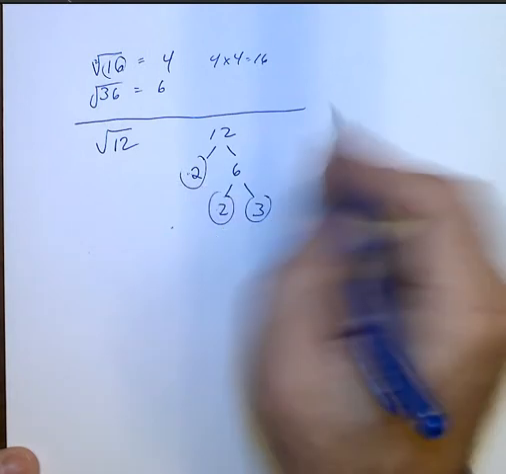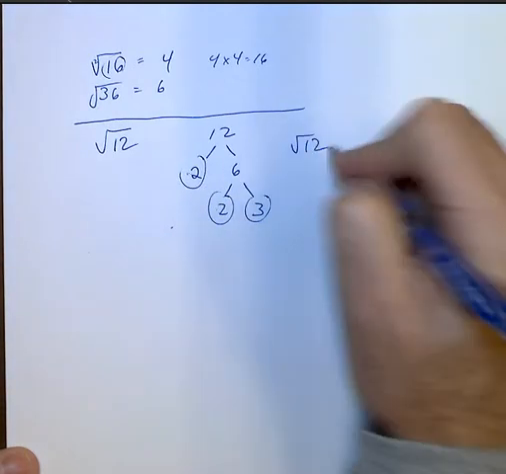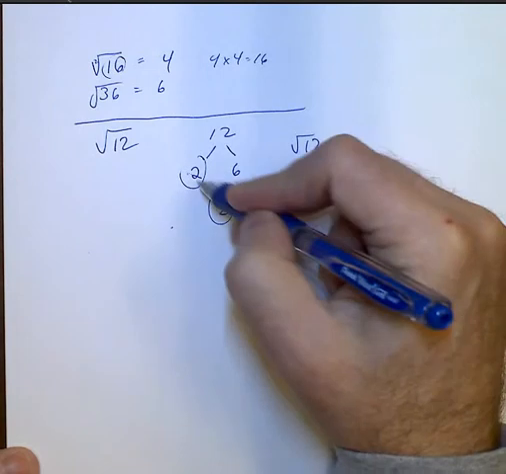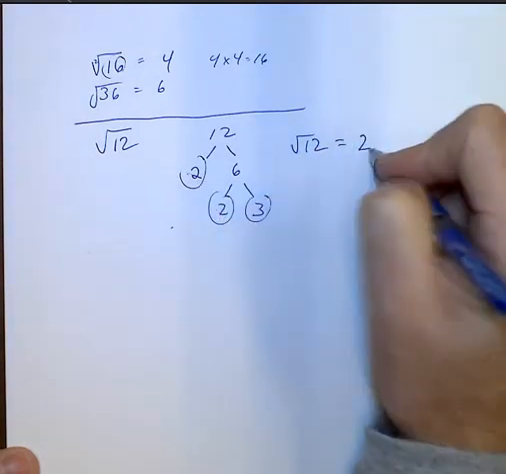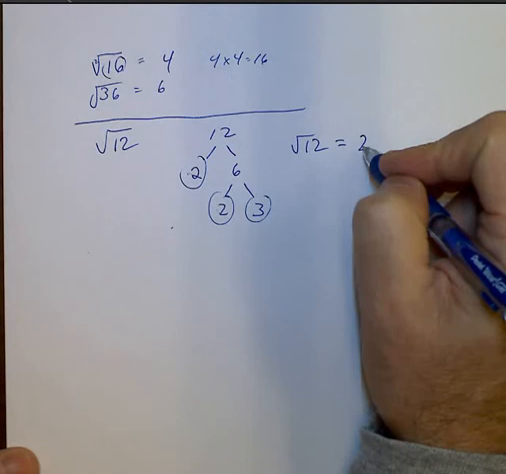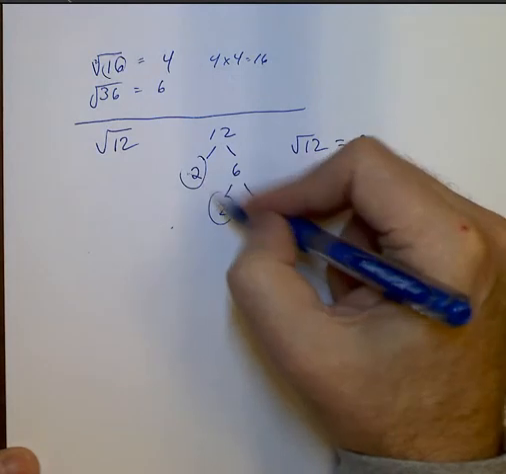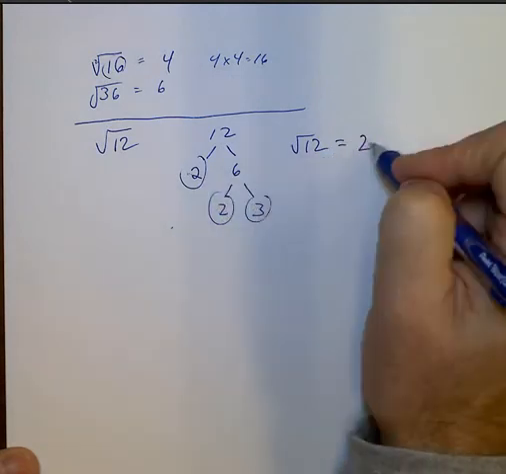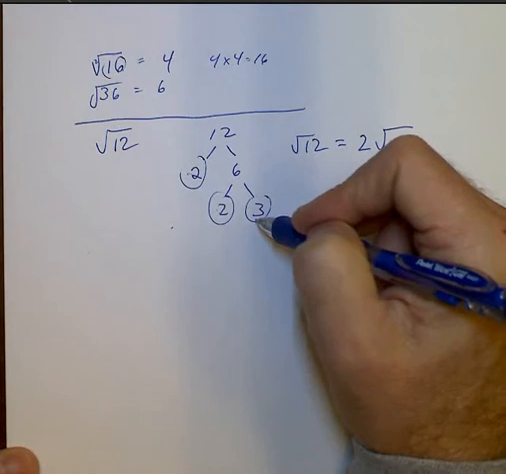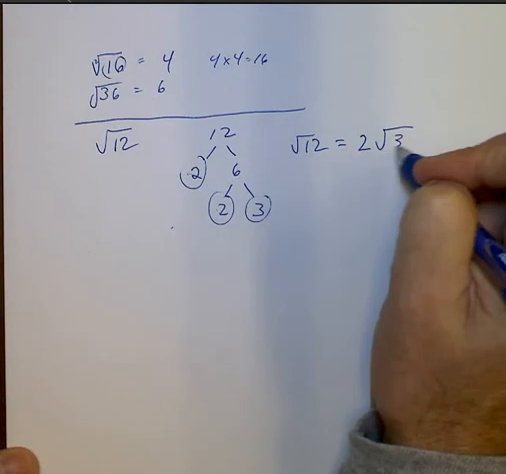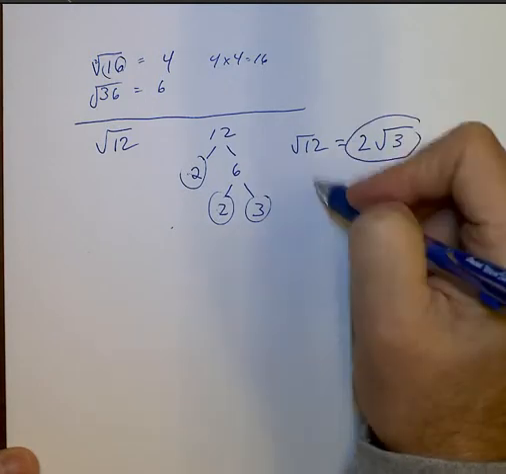So we started off with the square root of 12, and I have a pair of 2s. I can take the 2 out as 1, not as 2 2s, but as a 2. Every pair comes out as 1, and whatever doesn't pair up stays under the radical. So if I simplify the square root of 12, it's 2 root 3.